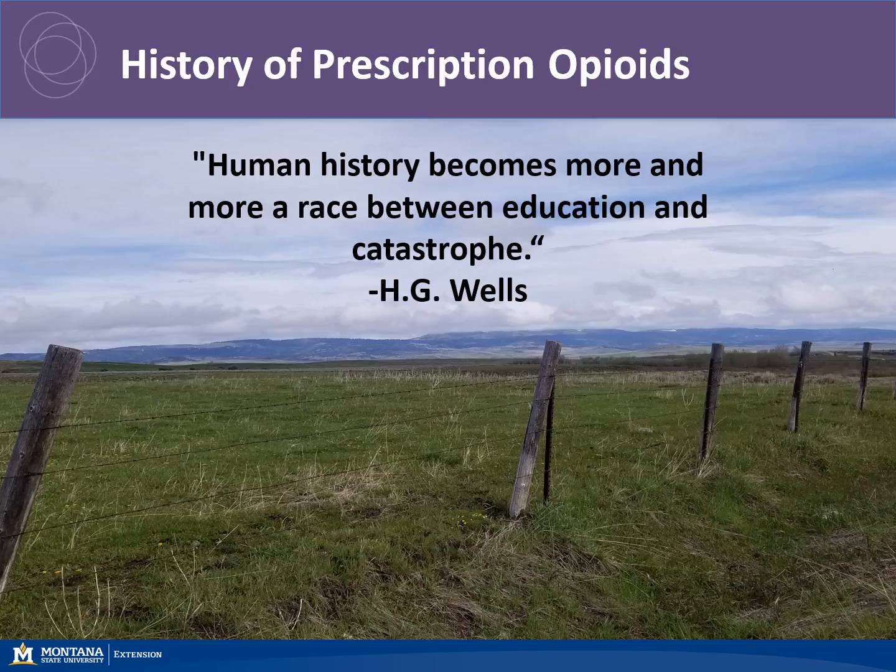A good understanding of history enables a society to learn from past mistakes and provides a framework for how to approach the future. When it comes to prescription opioids, the United States has a long history that has witnessed fluctuations in prescription opioid utilization and the problems that have resulted.